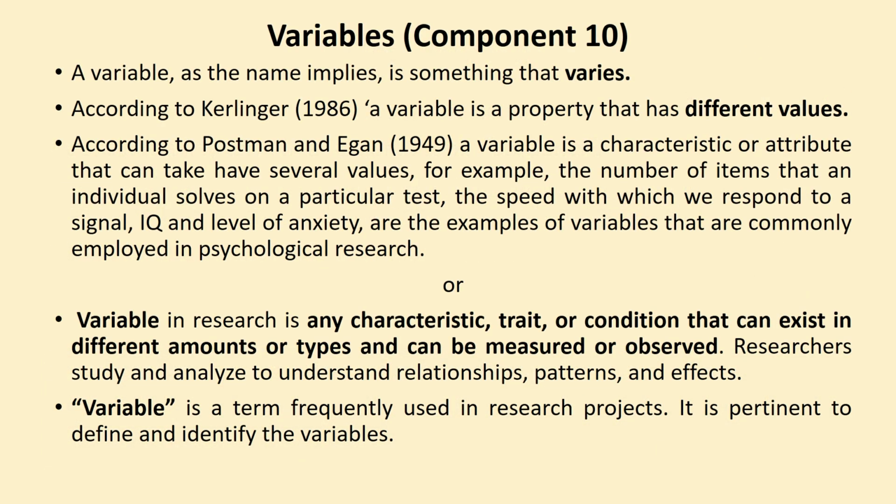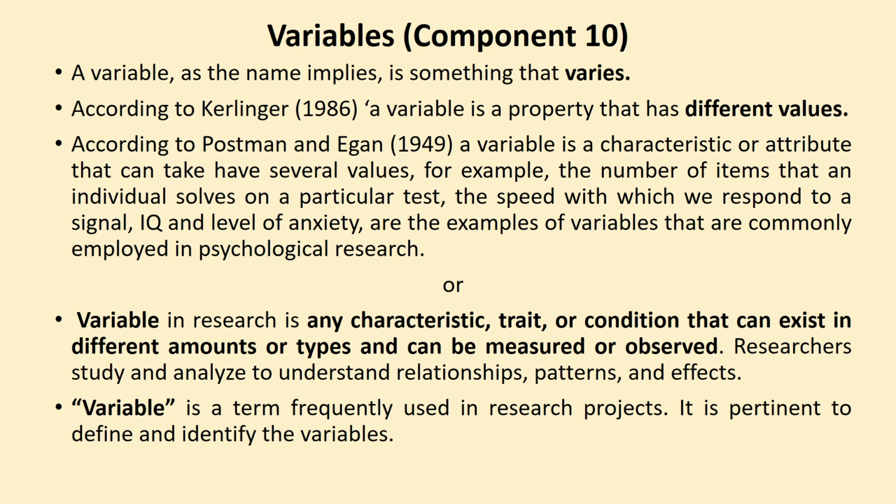Let us move forward. Next component is variable. I have given a number which will be helpful for you all to understand. Variable is component number 10. A variable, as the name implies, is something that varies, which acquires different values. According to Kerlinger 1986, a variable is a property that has different values. According to Postman and Egan, a variable is a characteristic or attribute that can have several values.